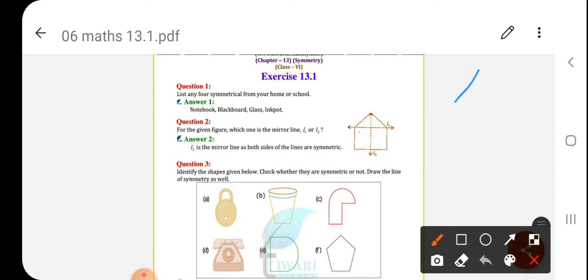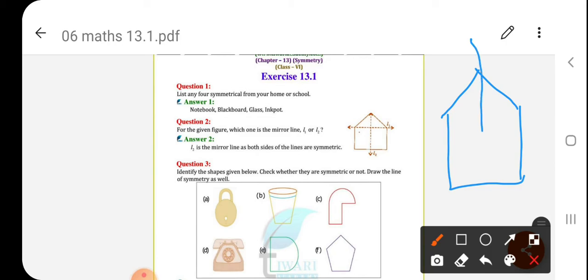Here is a figure given. Which one is a mirror line? Here is L1 and here is L2. Now see, here L1, if you are going to make a symmetrical line here, that is not, this line is not dividing this object into two equal parts, that's why it's not symmetrical.